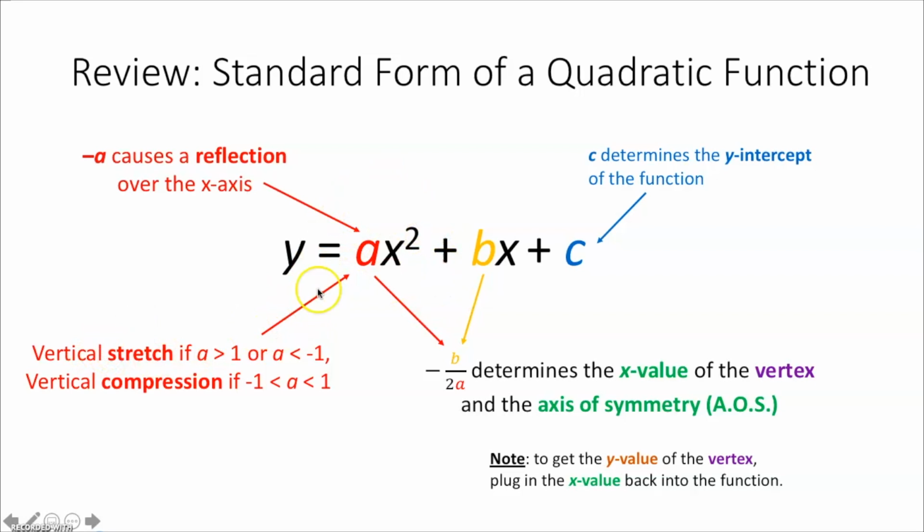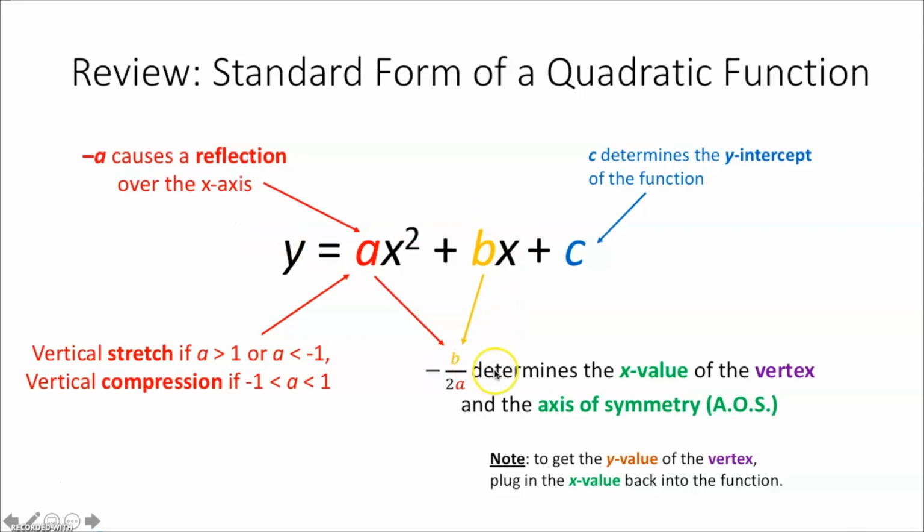Also, if your a value is really big, so bigger than 1 or less than -1, so let's say 100 or -100 or 2 or -2, your parabola will get stretched. It'll be really thin. Whereas if a is between -1 and 1, so like -0.5 or 0.5, something like that, your parabola will get compressed. It'll be a lot lower and flatter.